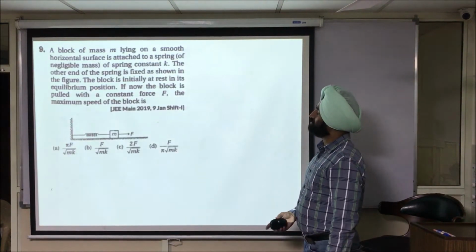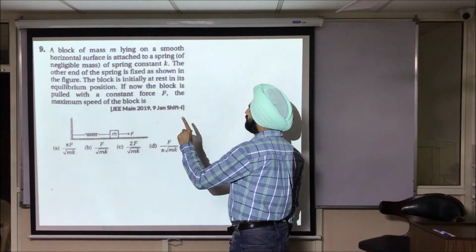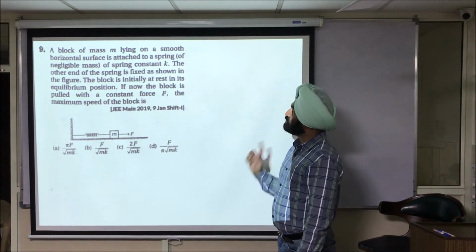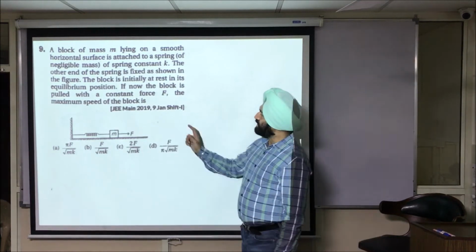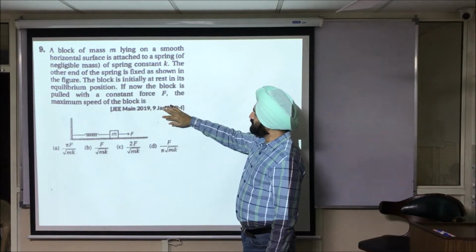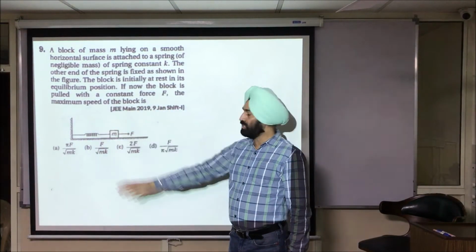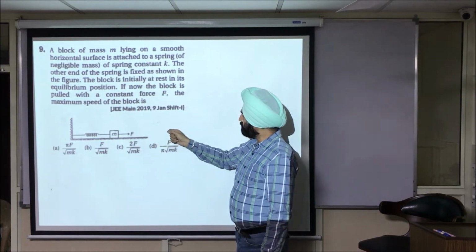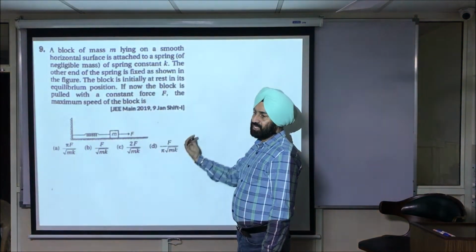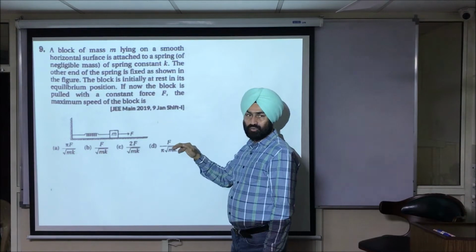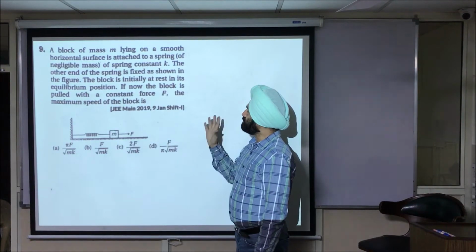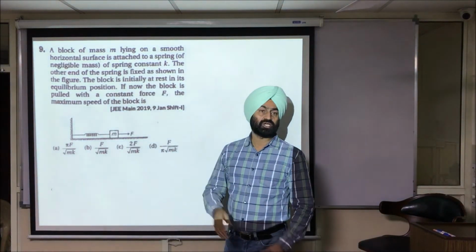So now we have a question. A block of mass m lying on a smooth horizontal surface is attached to a spring of spring constant k at the other end. The block was initially at rest in the equilibrium position. The other end is connected to a rigid wall and a constant force F is applied, and the block would become static at a point where the applied force is balanced by the equal restoring force kx, and is released. What is the maximum speed acquired by the block?